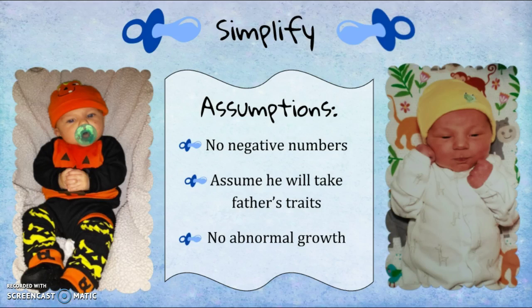With this model, we have various assumptions. We assume there will be no negative growth. Because Trey is male, we are assuming he will take on his father's genetic traits. In addition, the taller height is generally dominant. Lastly, we assume there will be no abnormal growth complications, hoping Trey will grow to be a healthy male.